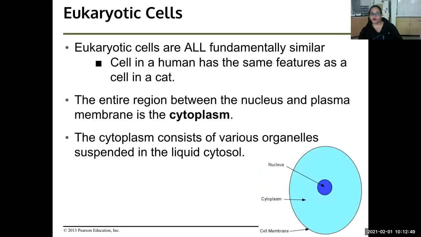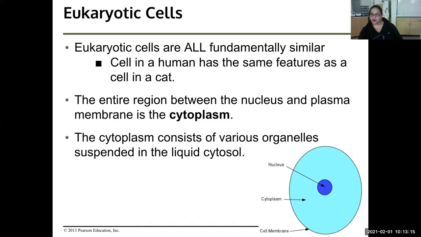Eukaryotic cells are all fundamentally similar, which means a cell in a human has the same features as a cell in a cat. We have a lot of the same features as a cell in a fungi, a mushroom. The entire region between the nucleus and plasma membrane is the cytoplasm. And the cytoplasm consists of various organelles suspended in liquid cytosol.